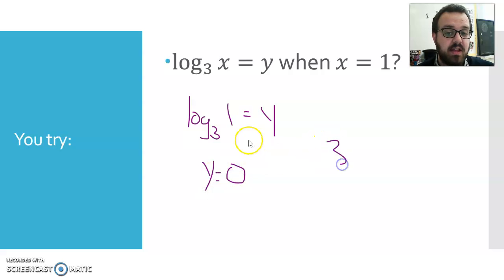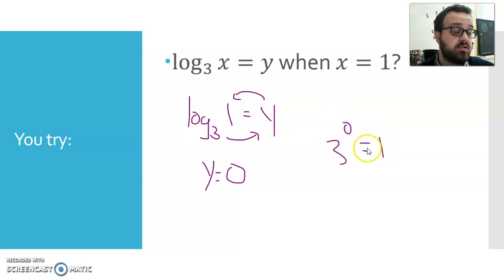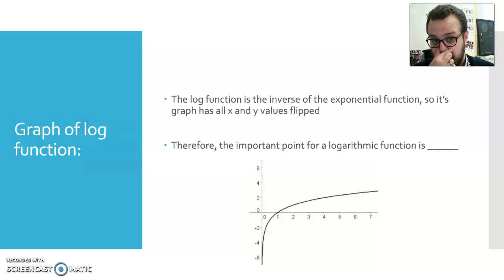Which makes sense when we think about it. Again, I like to draw these arrows to help me with this, but 3 to the y should equal 1. So what we're saying is that 3 to the 0 equals 1, which is definitely a true statement. 3 to the 0 power does equal 1. This fact right here is true of every logarithm of its base. If I put 1 in my log, it's going to equal 0. That's going to be true for all logarithms.